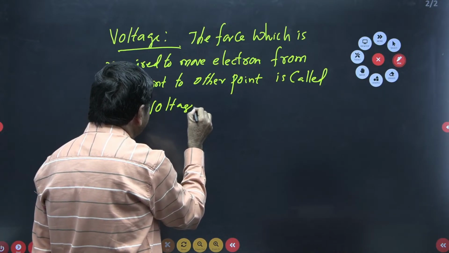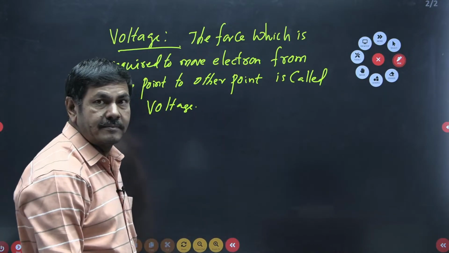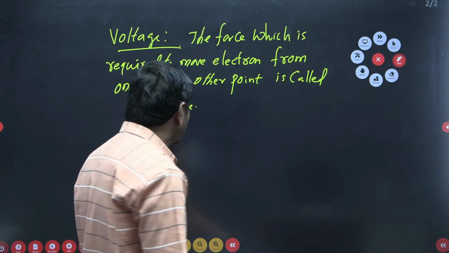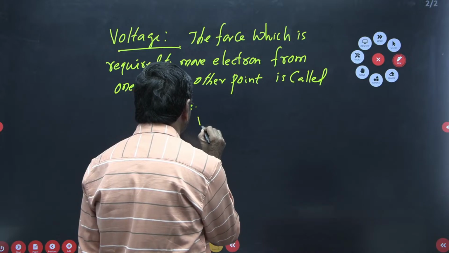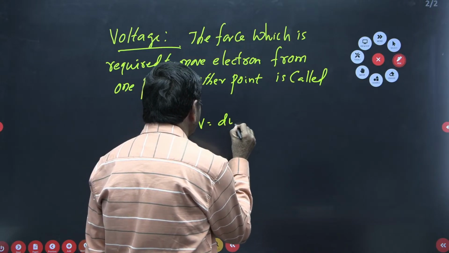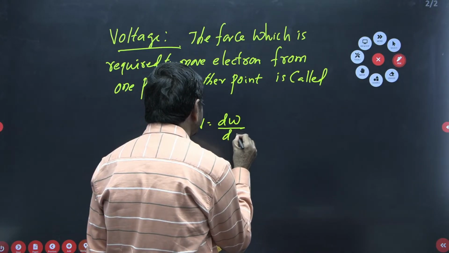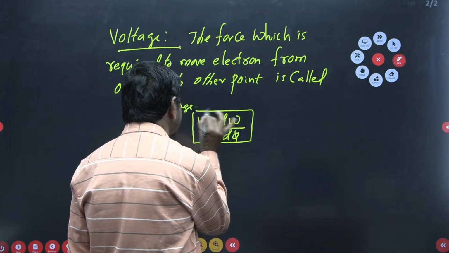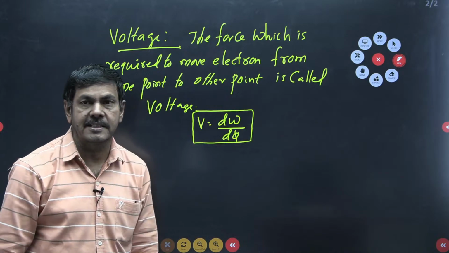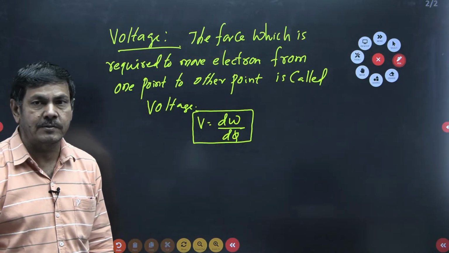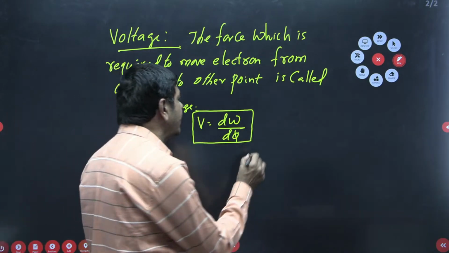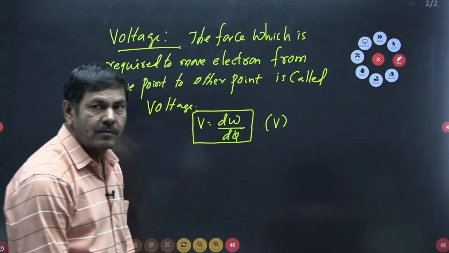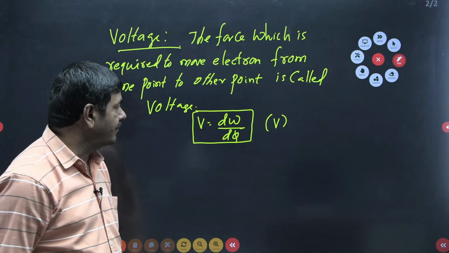Sir, mathematically you define, a formula is required to find out the voltage, sir. Yes, V equal to dW by dQ. Work done divided by charge. Change of work done by change of charge is defined as voltage. Units of the voltage is nothing but V, volts. So voltage we can define by using this formula.